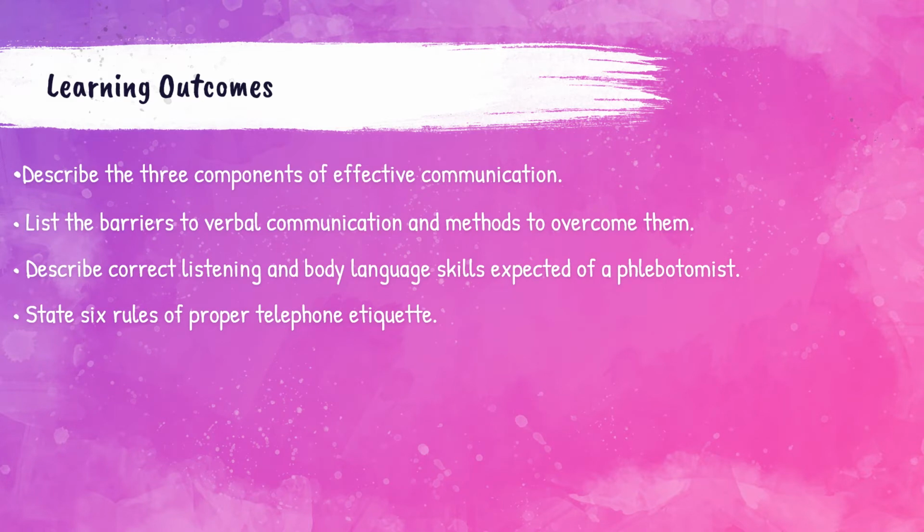You'll also be able to describe the three components of effective communication, list the barriers to verbal communication and methods to overcome these barriers, describe correct listening and body language skills that are expected of a phlebotomist, and be able to state the 6 rules of proper telephone etiquette.